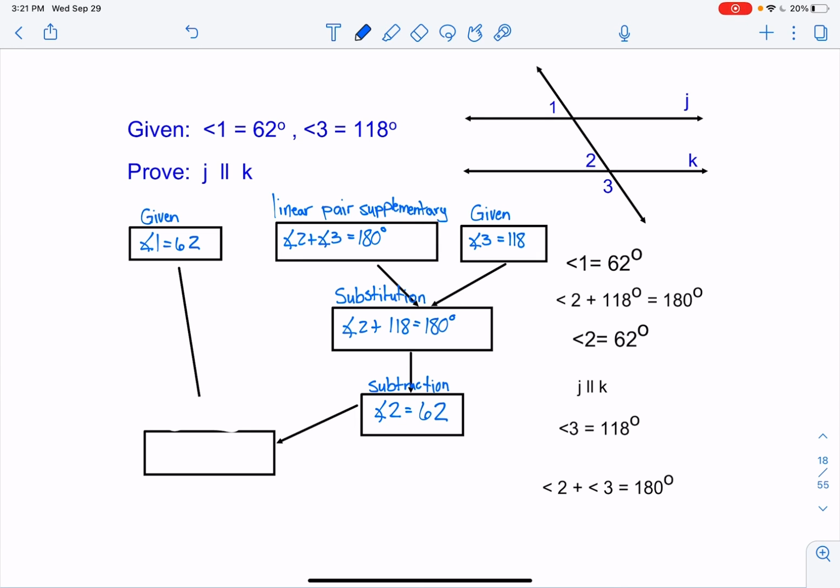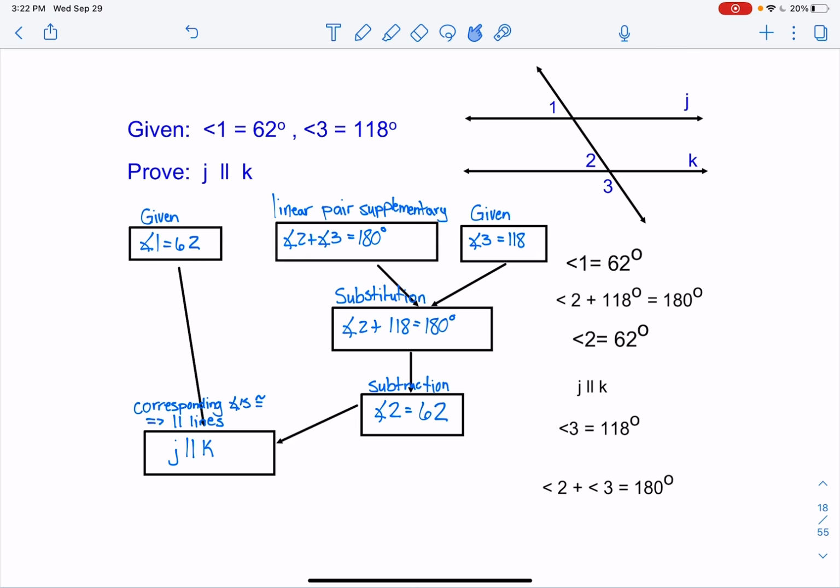Well, I see that if angle 1 equals 62 and angle 2 equals 62, what type of angles are those? Well, those are corresponding. If those two angles are in fact congruent, then we do know the lines are parallel, because corresponding angles being congruent implies that the lines are parallel, which is exactly what my reason is there. And then that's it.